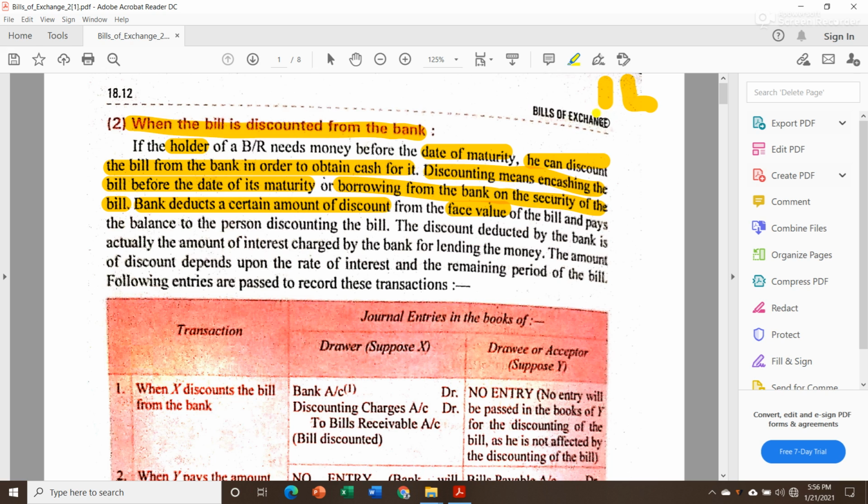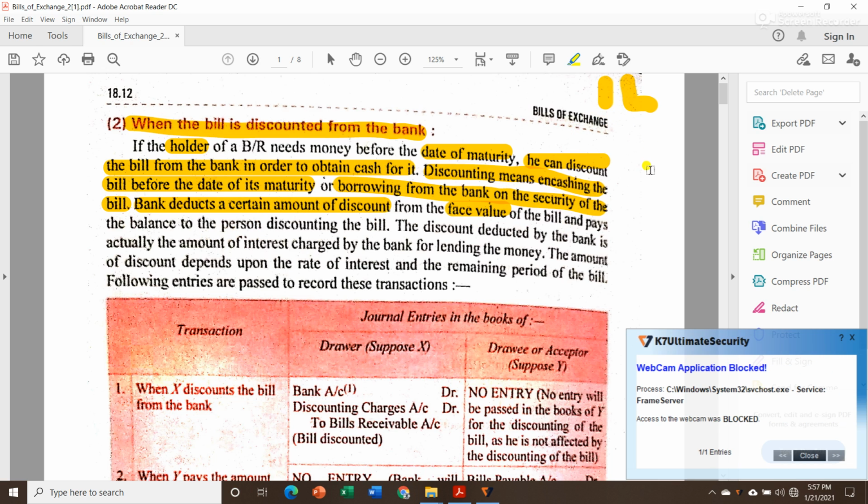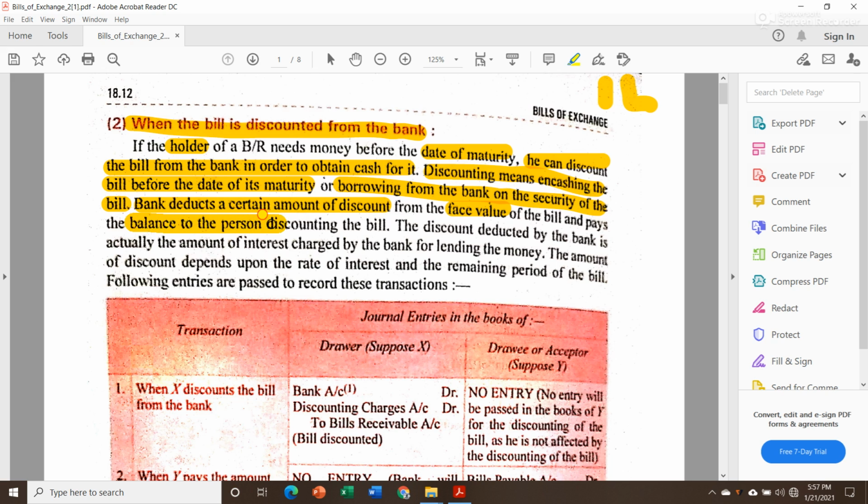So this 1 lakh is nothing but the face value of the bill. Then 10%, that is 10,000, is the amount of discount, and the bank pays the balance, that is 90,000, to the person discounting the bill. The discount deducted by the bank is actually the amount of interest charged by the bank for lending the money.